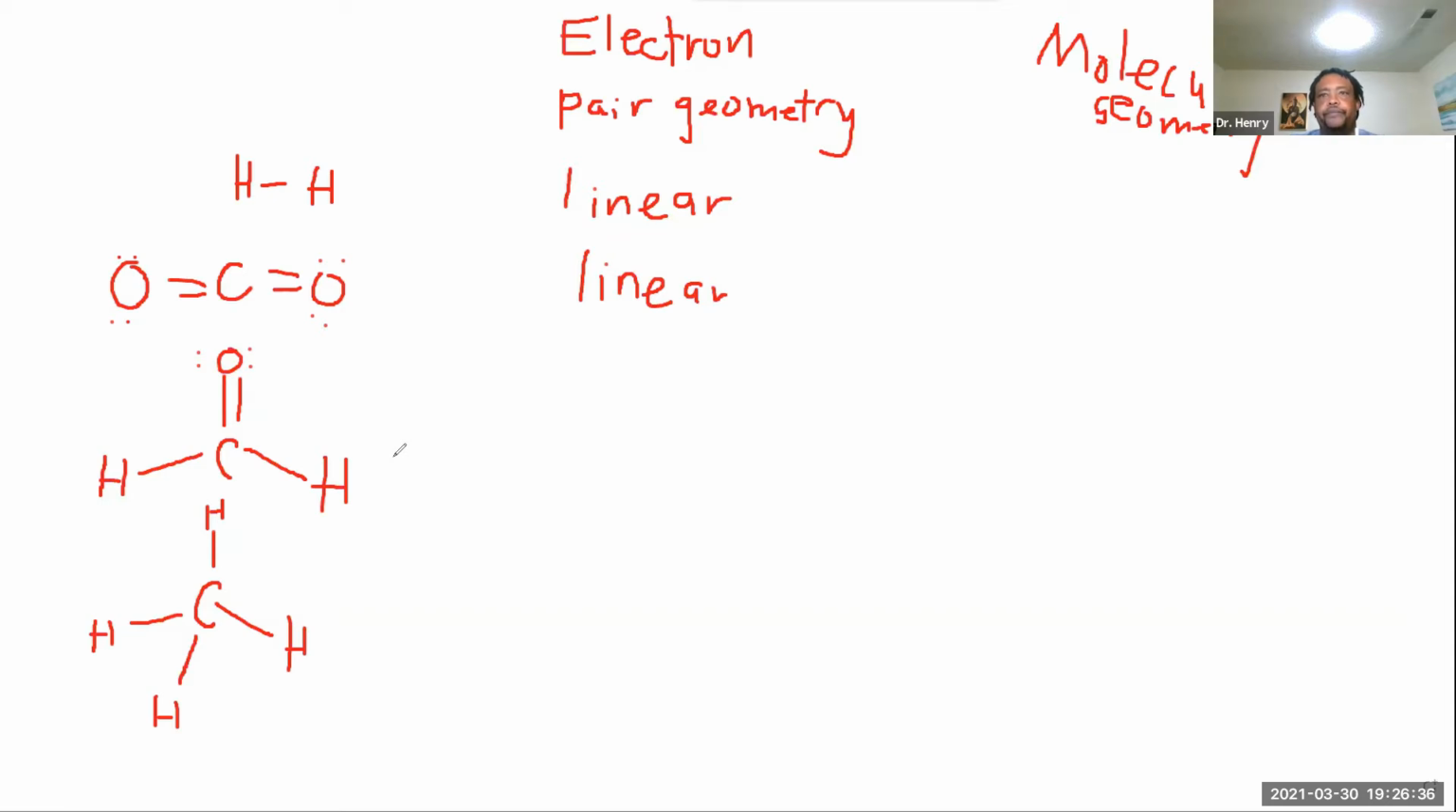This guy has 3 attachments. 1, 2, 3. So since it has 3 attachments, my hand represents the carbon in the middle. The white glow stick represents the carbon up top. The 2 sides represent the hydrogens on the side. 1, 2, 3. So this guy would be trigonal, tri meaning 3. Planar. And it's considered planar because it's all in the same plane.